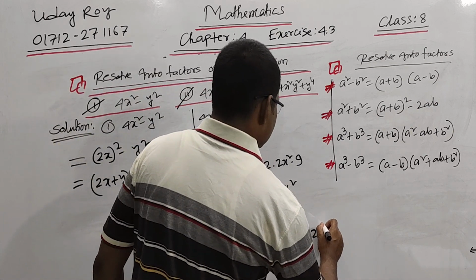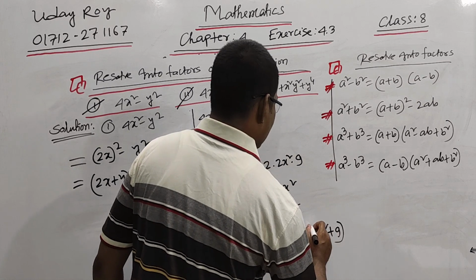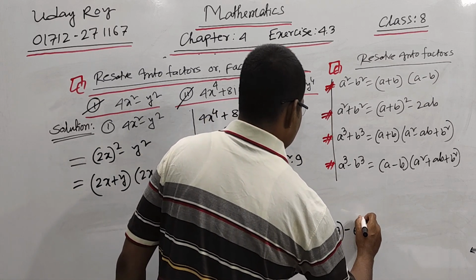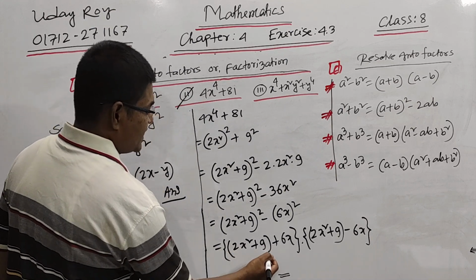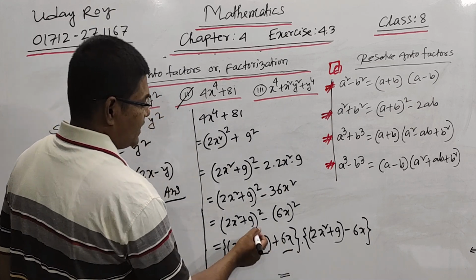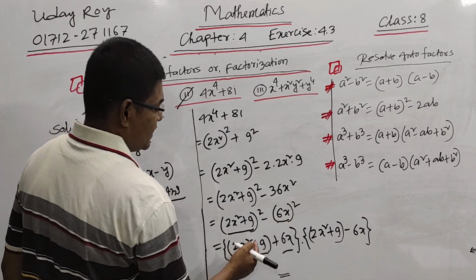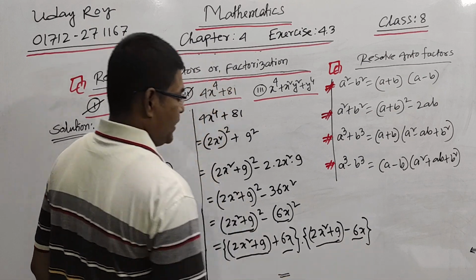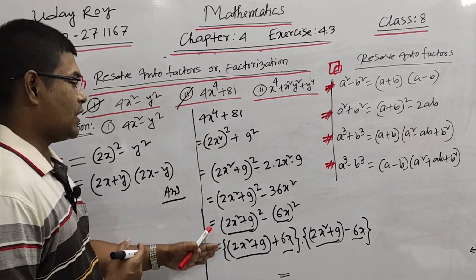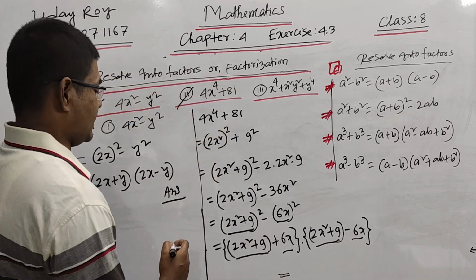Here a is 2x square plus 9, minus 6x. So we have got a plus b, that means this is a and this is b. So we have got a plus b into a minus b. Now we draw the bracket, we will get the answer.